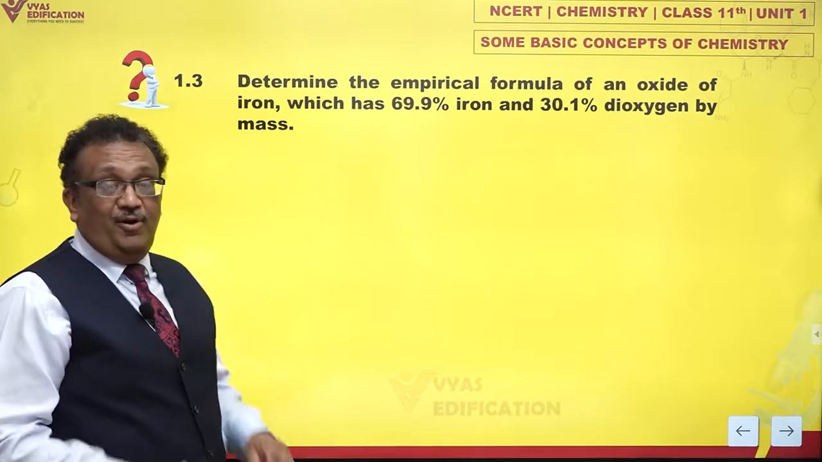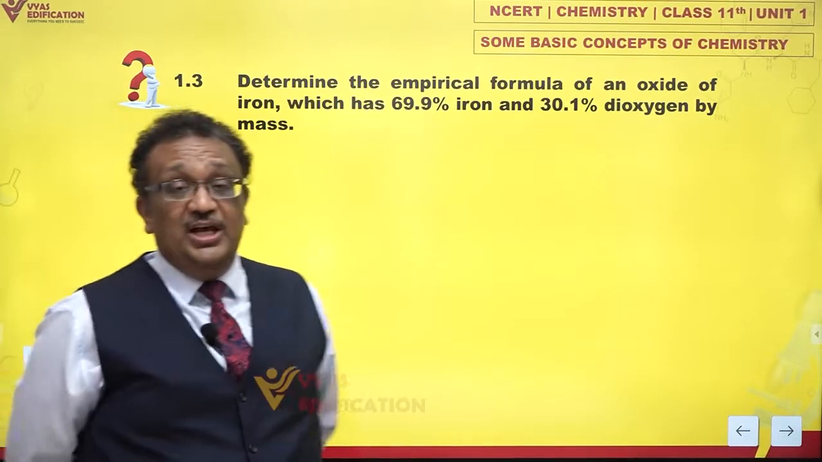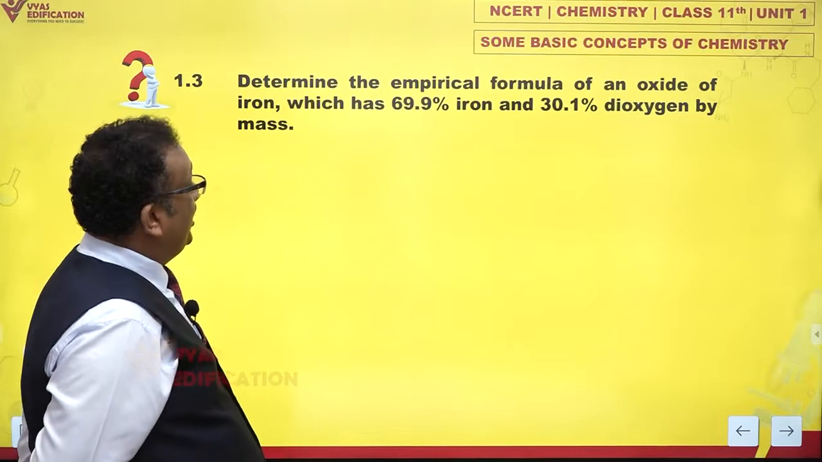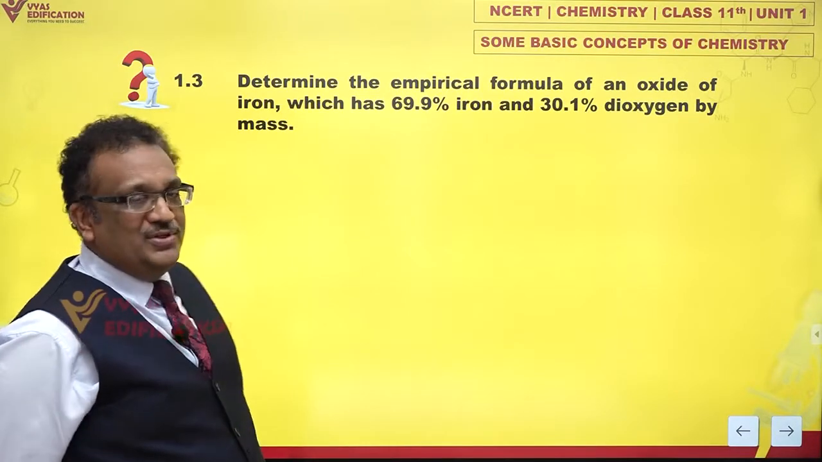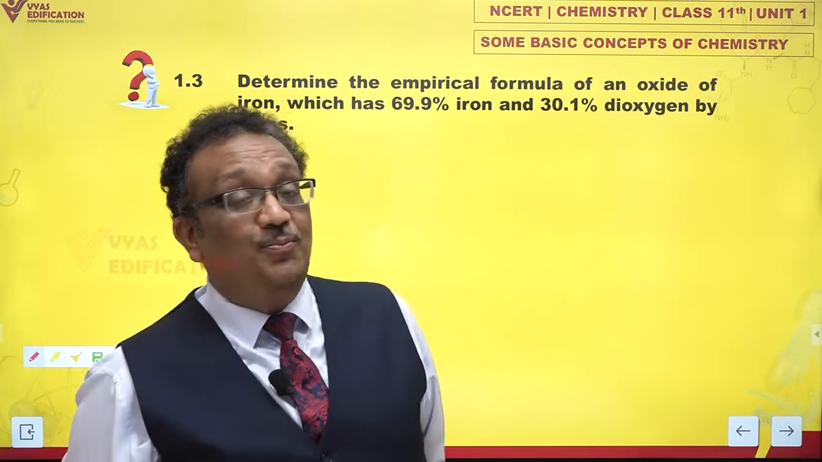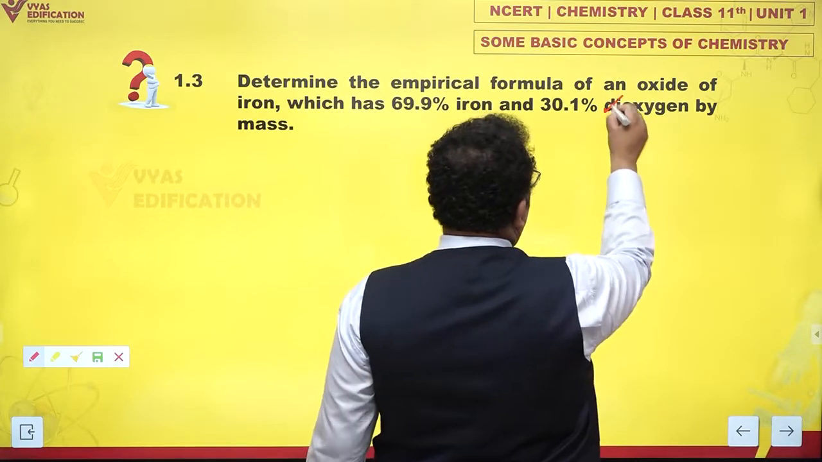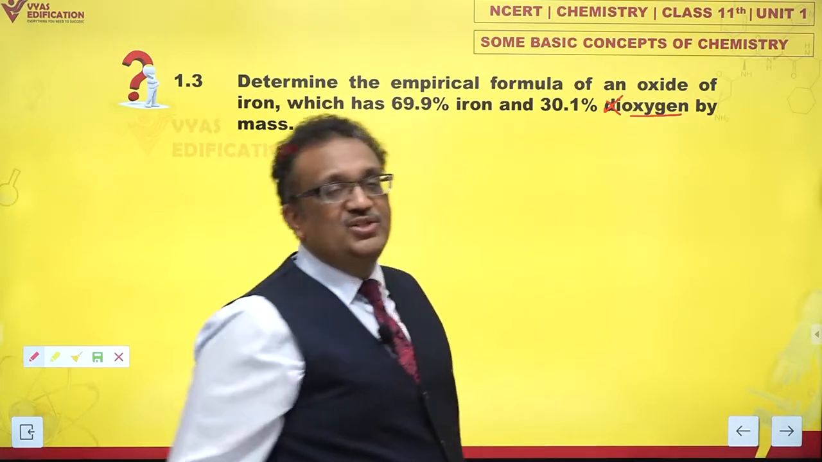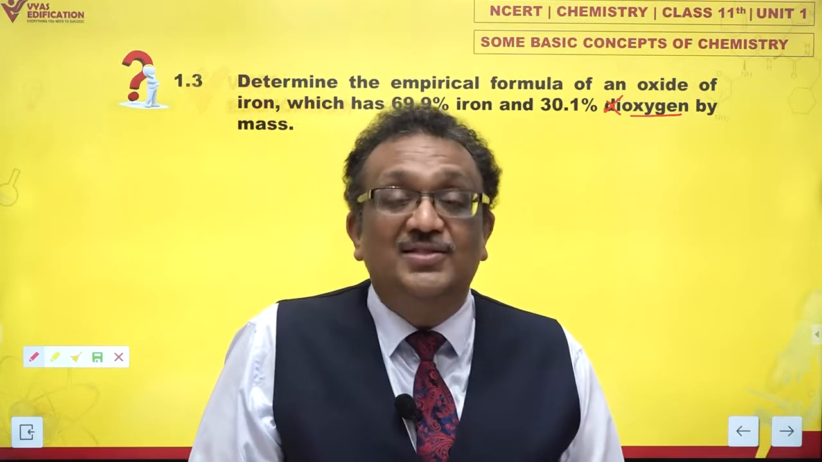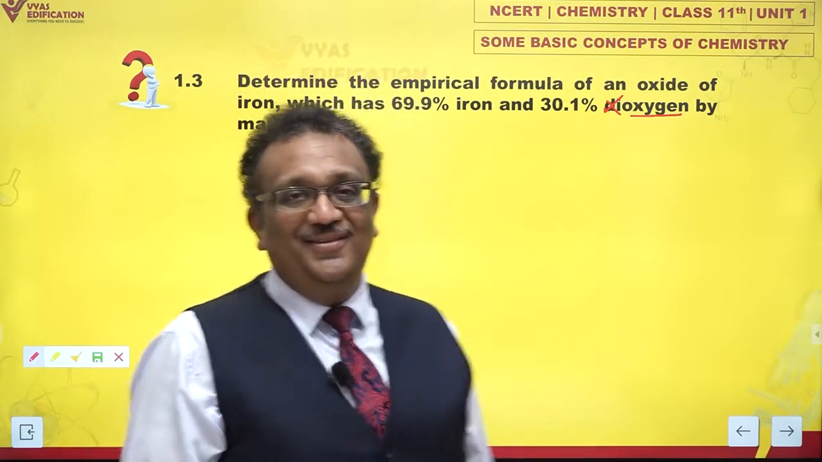Determine the empirical formula of an oxide of iron which has 69.9% iron and 30.1% dioxygen by mass. Now please remember, dioxygen actually is a molecule, not an element. The word di has no significance. We are just worried about oxygen. This is the percentage of oxygen.